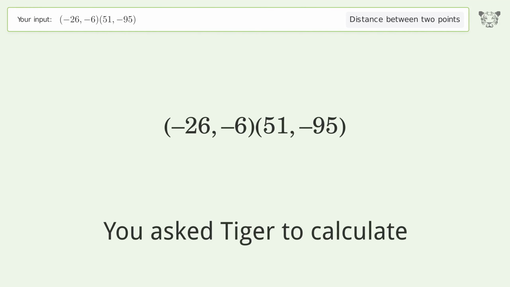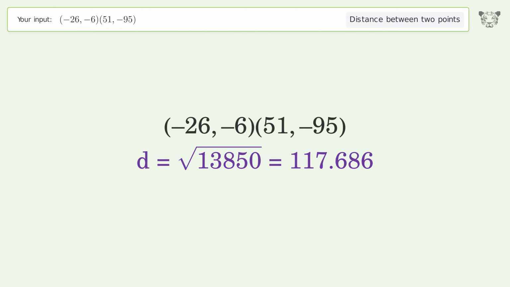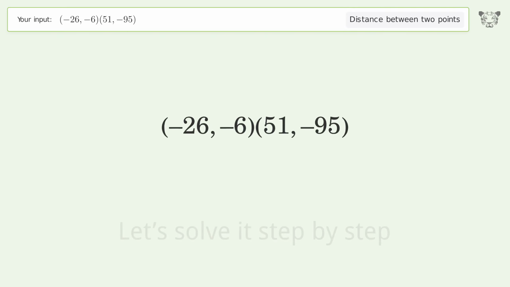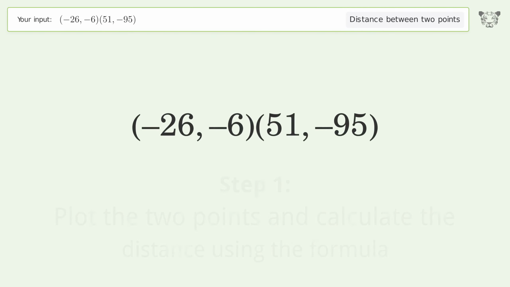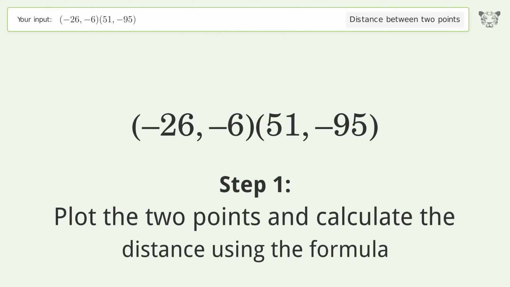You ask Tiger to calculate. This deals with the distance between 2 points. The distance between the 2 points is the square root of 13,850 or 117.686. Let's solve it step by step. Plot the 2 points and calculate the distance using the formula.